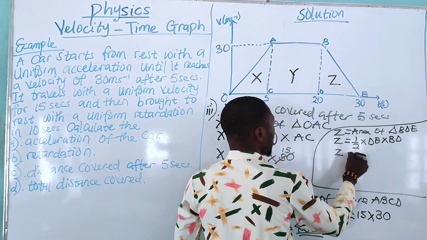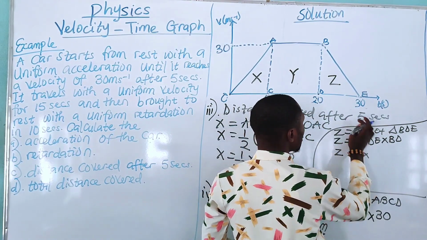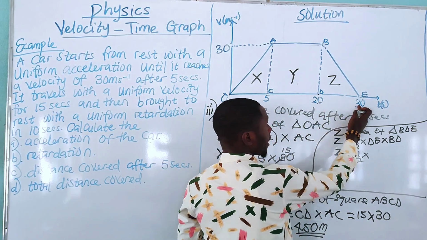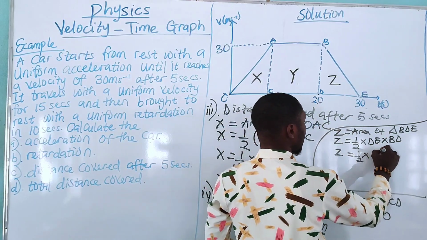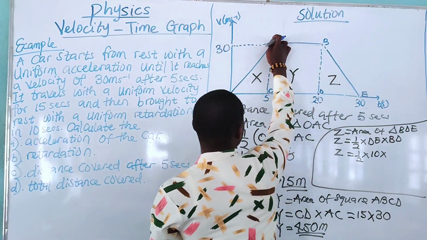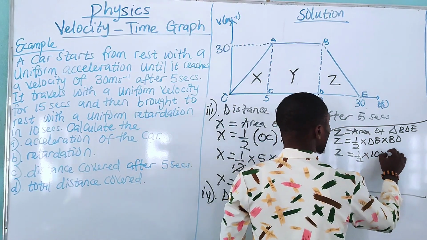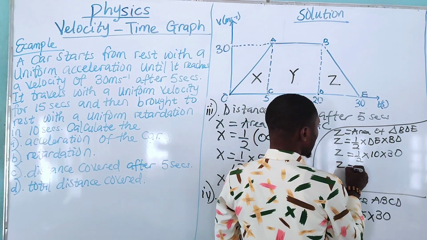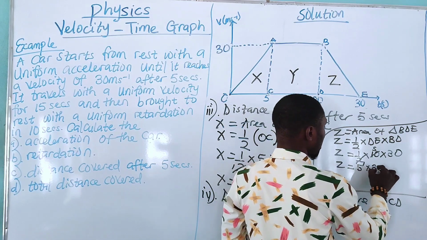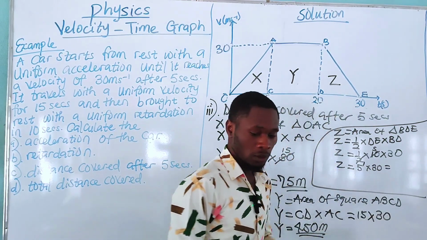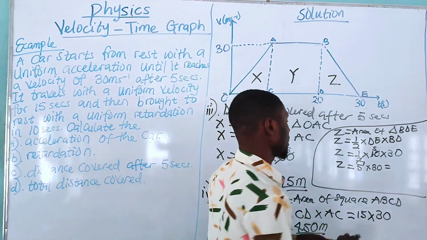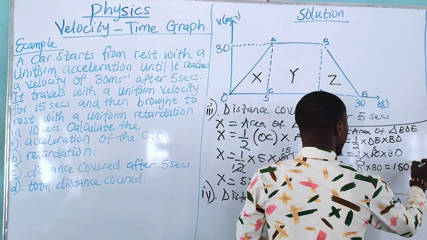So Z now becomes half times DE, which is the interval here. We have 20 here, we have 30, so the interval is 10. 30 minus 20 gives us 10 times BD. And BD is the same thing as AC, which is 30. So half times 30, so Z becomes 5 times 30, which is 150 meters.